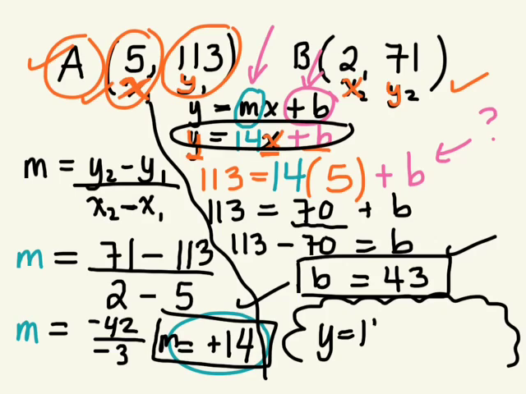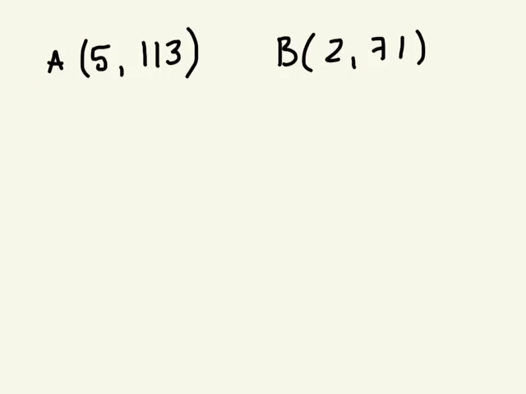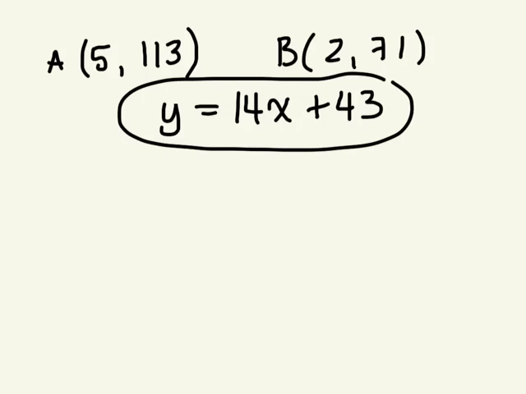Y equals 14x plus 43. We replaced our m, and we replaced our b, and there we have the equation of the line. Okay, so we're going to verify that this equation is true and that these coordinates do lie on this line. We came up with the equation y equals 14x plus 43, and we're saying that this point and this point lie on the line.